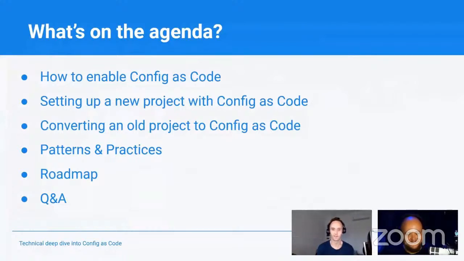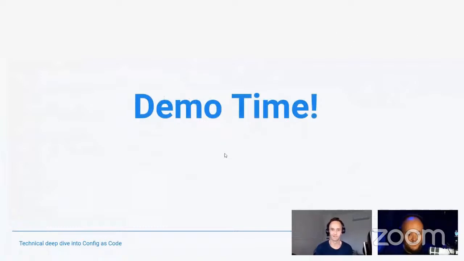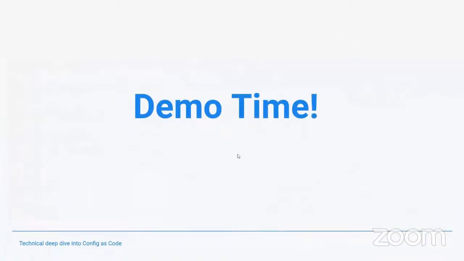We're going to have a look at setting up a new project. We're going to have a look at converting an existing project. We're going to go through some of the key workflows that it unlocks. We're going to talk a little bit about a few of the patterns and practices we've seen already, a little bit about the future roadmap, and then a few questions. That's it. So what I would say here is let's jump in.